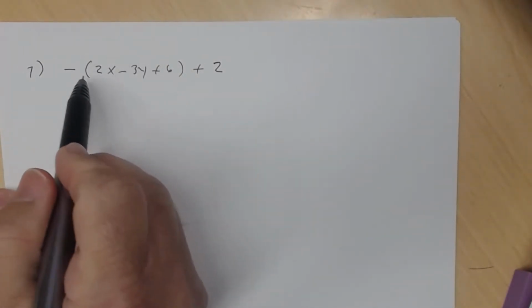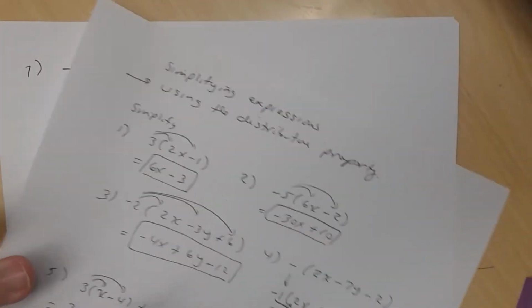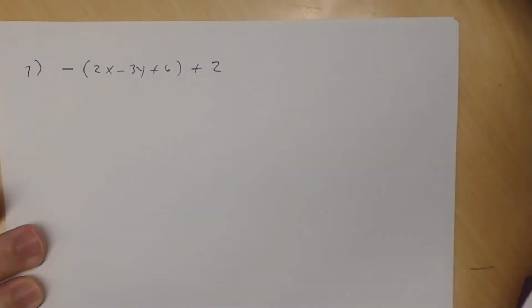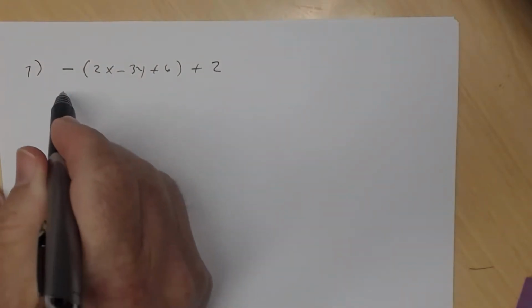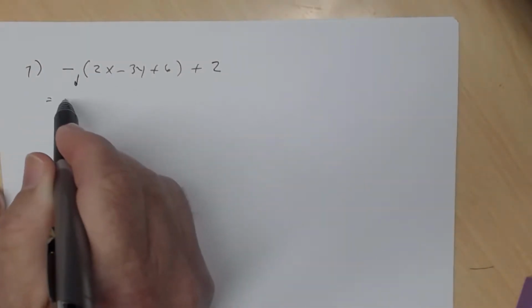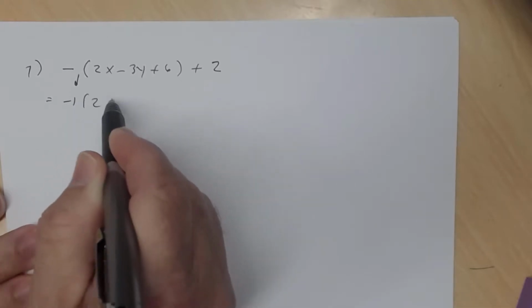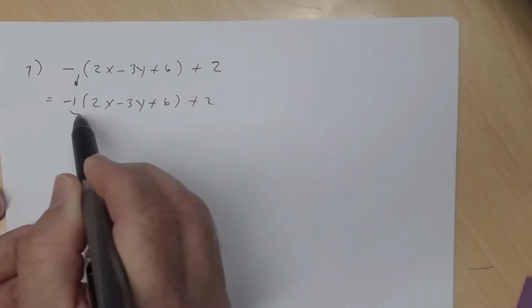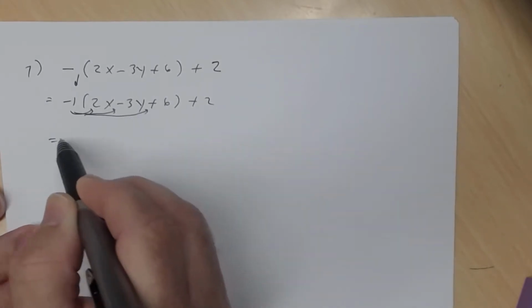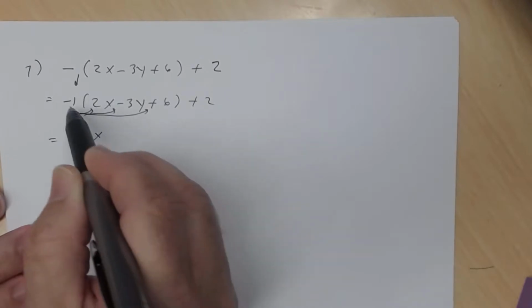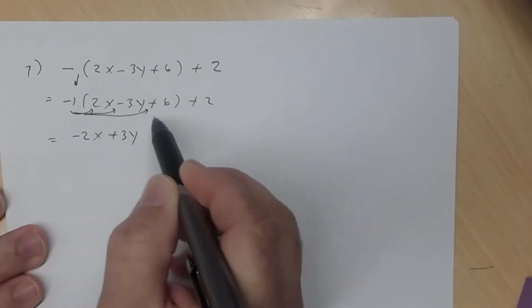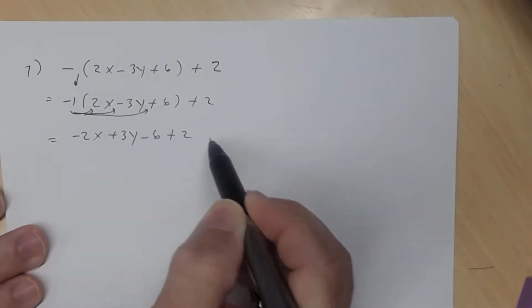Now remember, in a previous example we did, number 4, if you see how this is just a negative out here, remember that's understood to be a negative 1, so we distribute the negative 1. So same idea here. If you need to rewrite this, go ahead and rewrite this. So this becomes negative 1 times 2x minus 3y plus 6, and then plus 2. And so if I distribute the negative 1 through here, I get a negative 1 times 2x, a negative 2x, a negative 1 times a negative 3y is a positive 3y, and then a negative 1 times a positive 6 is a negative 6, and then plus 2.